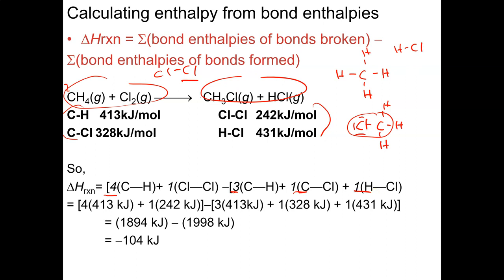So now the way the math works: 4 times 413, that's for C-H, plus 1 times 242, which is the Cl-Cl bond, minus products. Minus reactants, right? 3 times your C-H bond, because there's a total of 3 of them, 1, 2, 3. And then plus 1 of the C-Cl bond, which is right here, 328, because there's 1 here. And then finally, 1 of the 431. So as always, do the reactants alone, do the products alone like I did here, and then subtract. Please don't sit there and try to distribute this negative sign throughout. You're asking for a headache and a mistake. You don't want to do that to yourself.